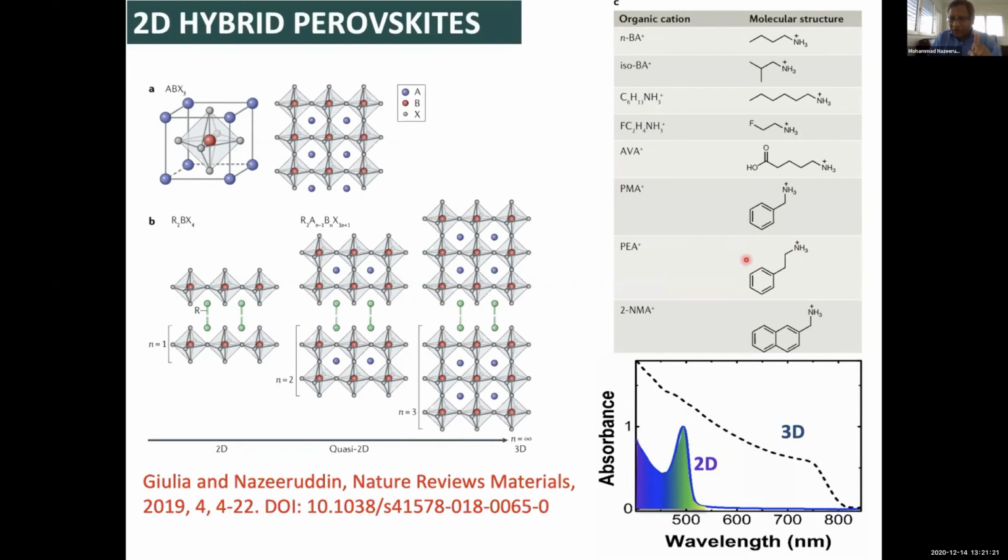But the drawback you can see from the bottom panel: the three-dimensional perovskite absorbs the whole visible region up to 820 nanometers. On the contrary, the two-dimensional perovskite absorbs only a small portion of the visible light. But this is an extremely stable material, and the three-dimensional perovskites are less stable. So the combination of three-dimensional perovskite and two-dimensional perovskite can stabilize the perovskite solar cells significantly. That's what I'm going to present.